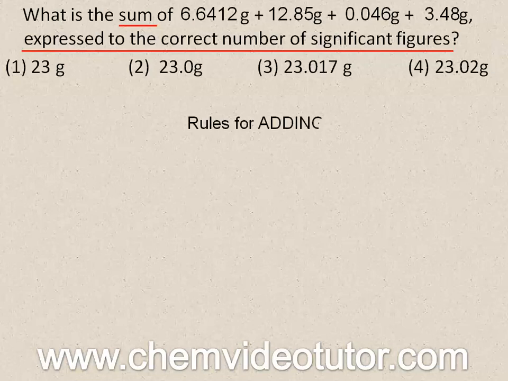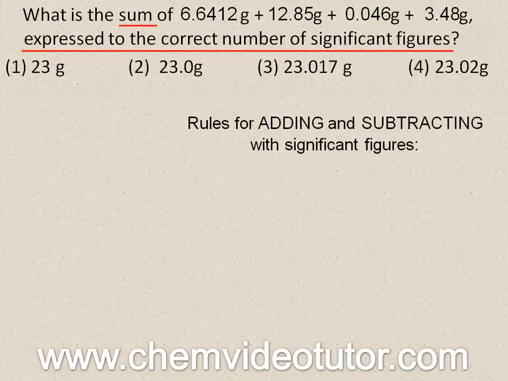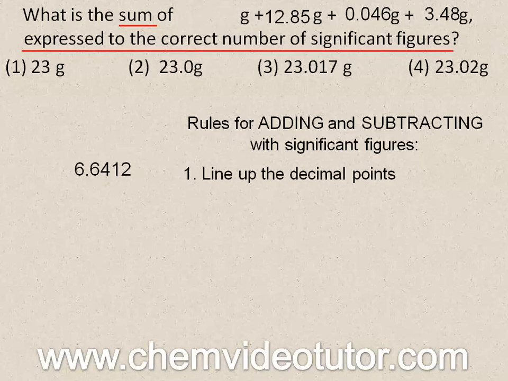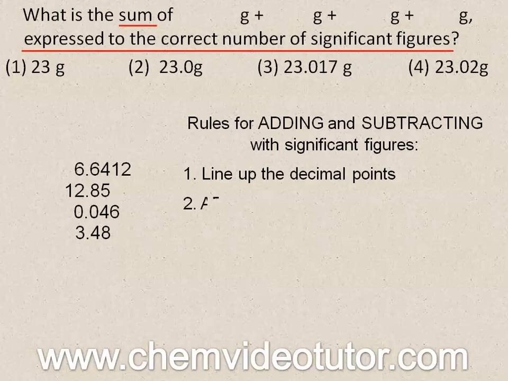There are 3 simple rules to follow when adding and subtracting with significant figures, 2 of which your calculator typically does for you. The first is lining up the decimal points, which, as you'll see in a few seconds, is the most important step. The second step is to add or subtract depending on the sign.